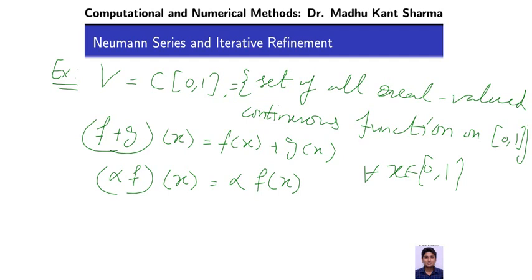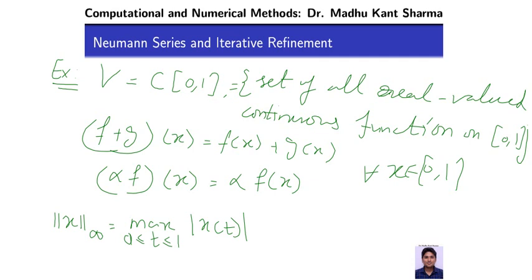Now there are two norms. One norm, norm x, is the infinity norm, that is the maximum of mod of x of t, where 0 less than or equal to t less than or equal to 1. This norm exists because x is a continuous function on a closed interval, hence uniformly continuous, and it attains its maximum and minimum both.